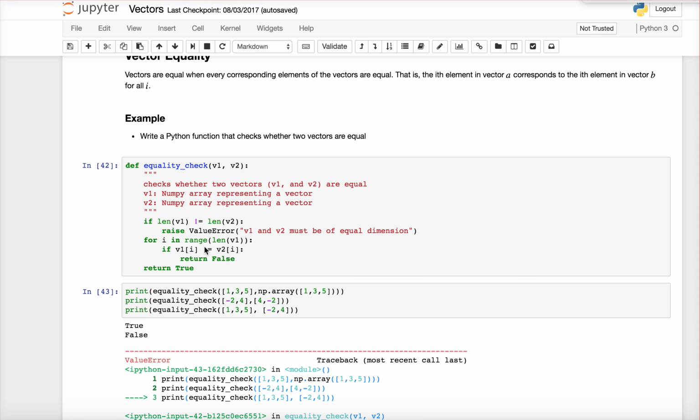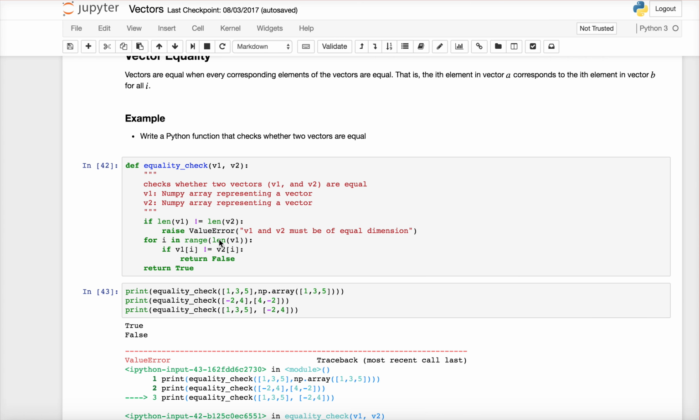The next thing I do is I loop through the elements of the list, and I check if element i in v1 is equal to element i in v2. As soon as I encounter a case where that's false, then I return false, because it doesn't matter what any of the subsequent elements are. All the elements need to be equal in order for the vectors to be equal.